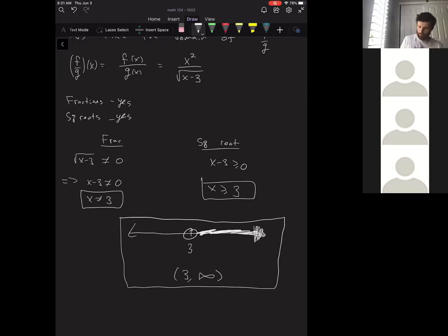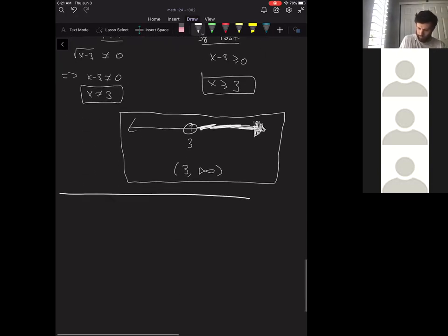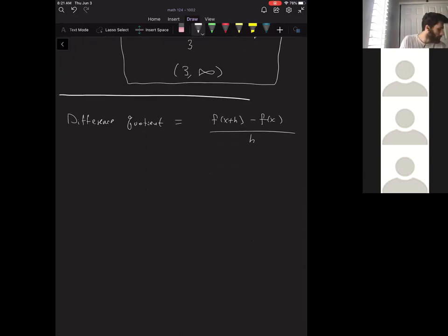Okay, let's do a difference quotient problem. So let's just write this down. Remember that the difference quotient is going to be equal to f of x plus h minus f of x all divided by h. So that's the difference quotient. And so for this next problem, let's do it with 21. So we want to find the difference quotient.